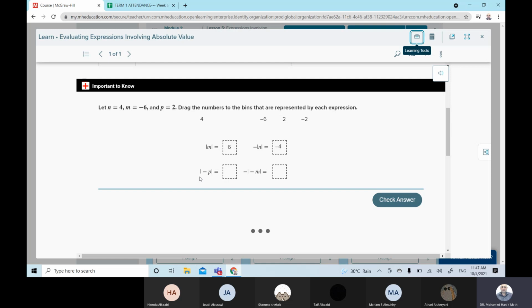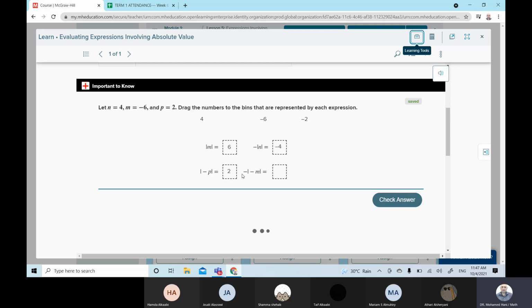What is the meaning of the absolute value of minus p? What is the value of p? 2, positive. But here we have minus, means we have minus 2, which is negative. The absolute value of a negative number means take the opposite. What is the opposite of minus 2? Will be 2.